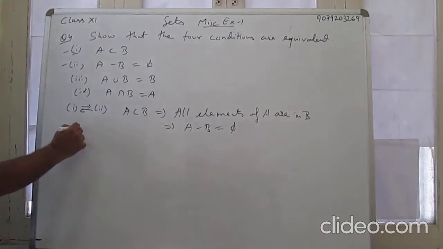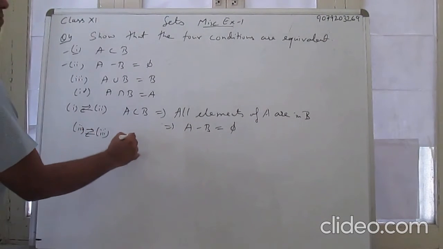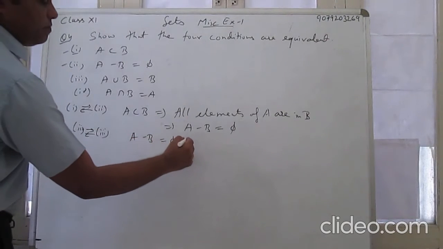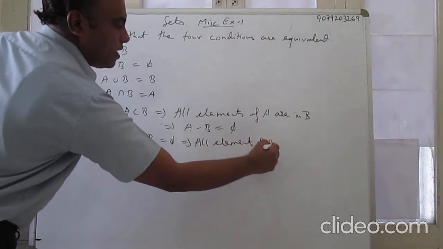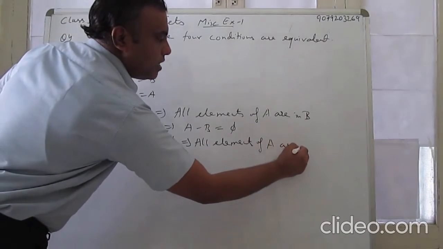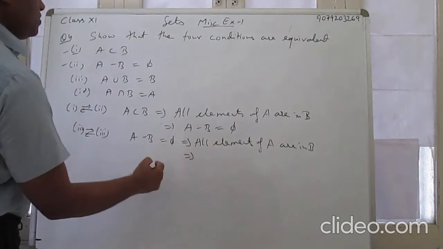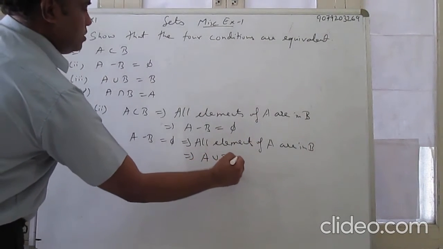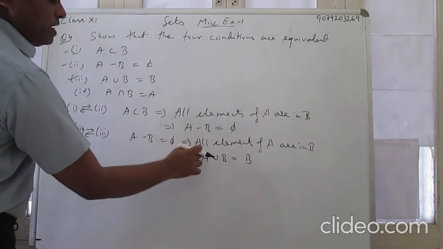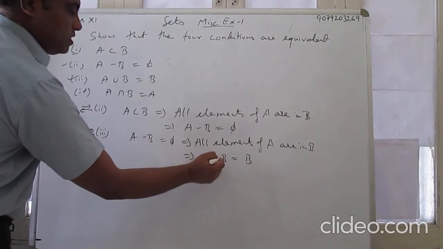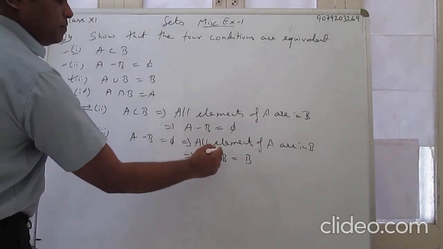Now second and third. A minus B is the null set. It means all elements of A are in B. It means A union B is equal to B, because A के सारे एलिमेंट किसमें, B में. So B is the union of A and B. A के सारे एलिमेंट किसमें, B में.